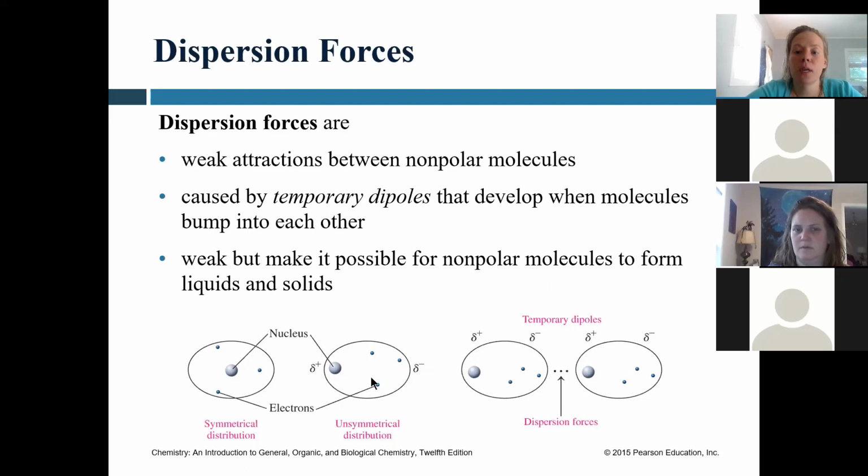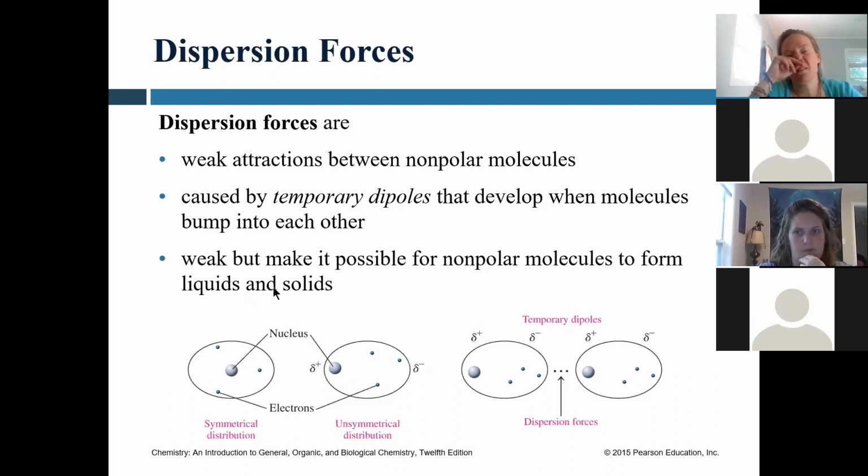So it's super weak, but it makes it possible for nonpolar molecules to form liquids and solids. Something like methane, under certain circumstances, we can make that a liquid, and maybe something a little heavier like propane. The reason it can stick to itself to become a liquid is because of these dispersion forces, but it's very volatile, right? Propane, you can smell it. It volatilizes or turns into a gas really easily.